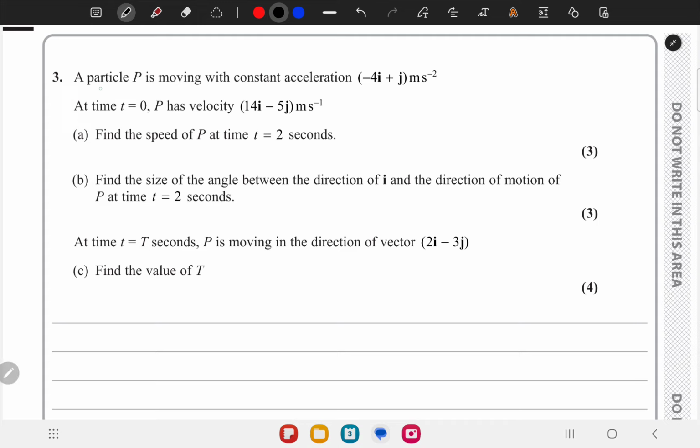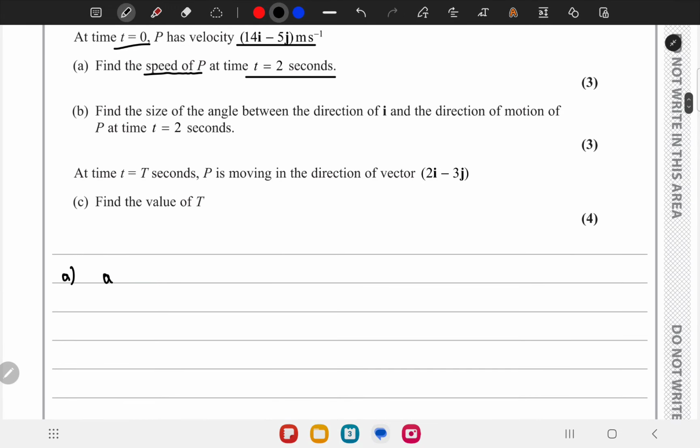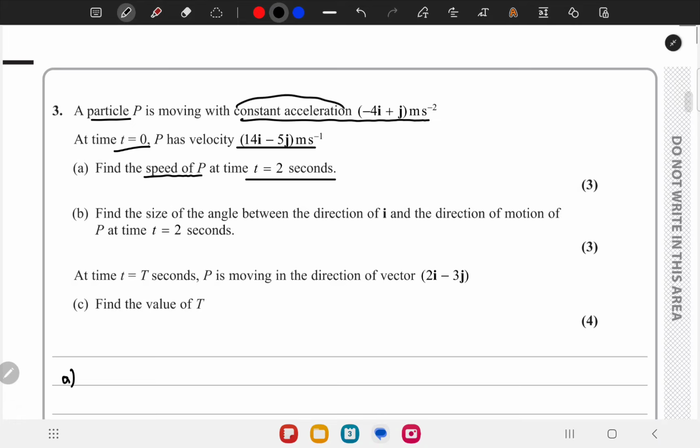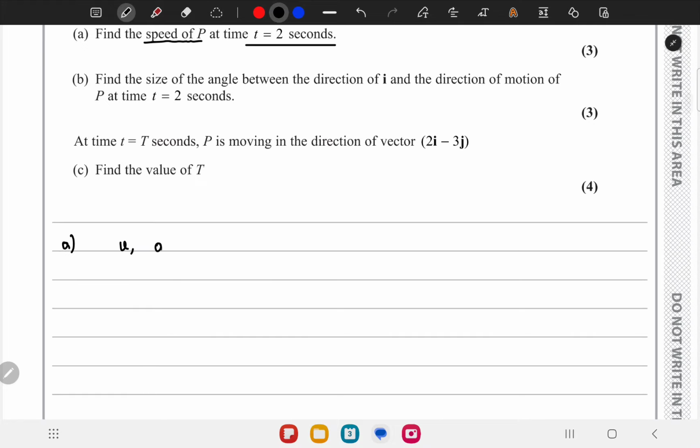In question 3, we are given that a particle P is moving with constant acceleration minus 4i plus j meter per second square. We are given at time t equals to 0, the velocity is 14i minus 5j. We have to find the speed of P at time t equals to 2 seconds. We are given a constant acceleration, the initial velocity, and the time. So we know the initial velocity, the acceleration, the time, and we have to find the final velocity.